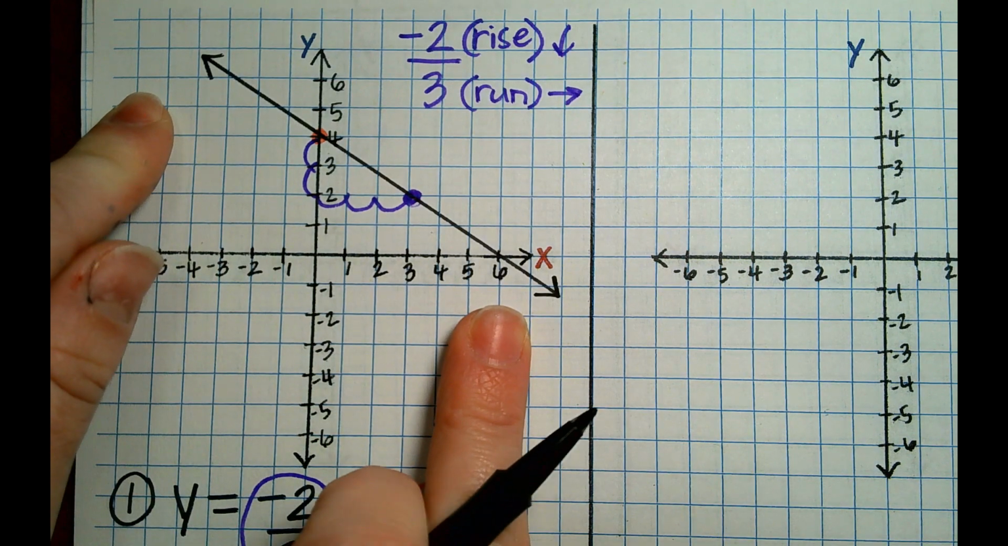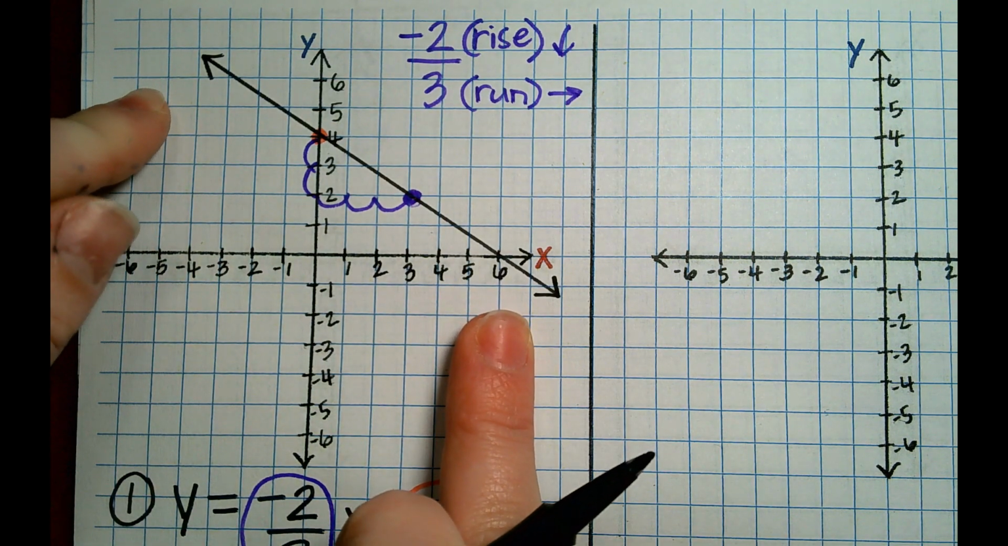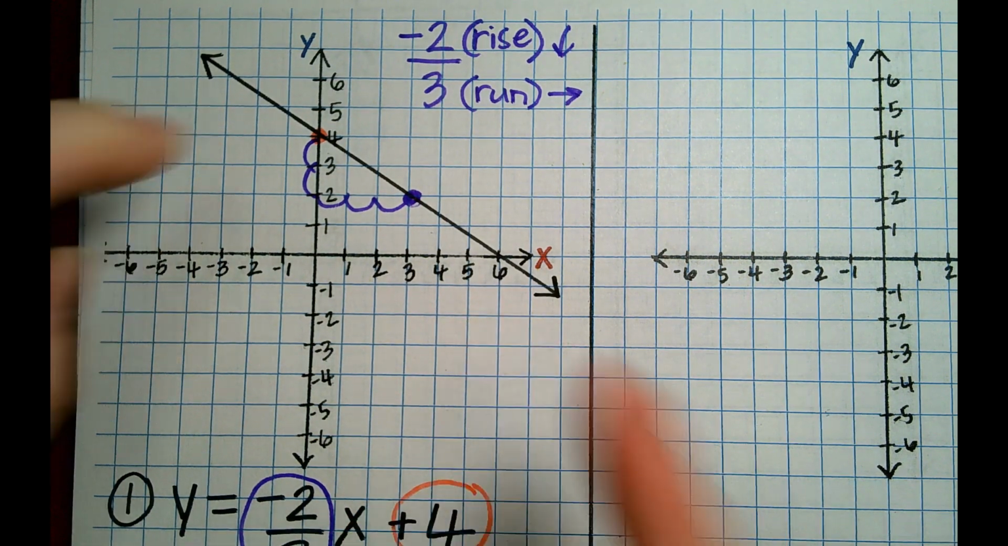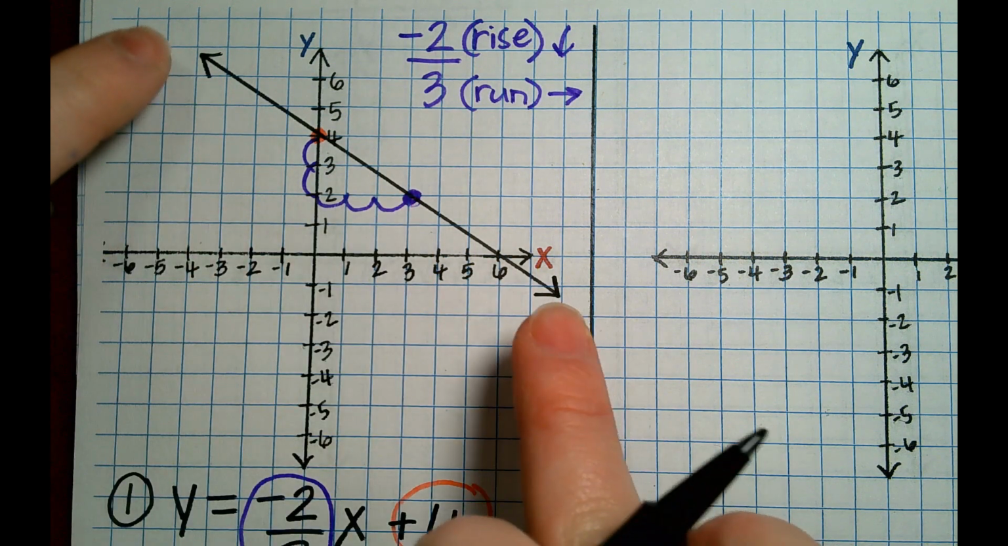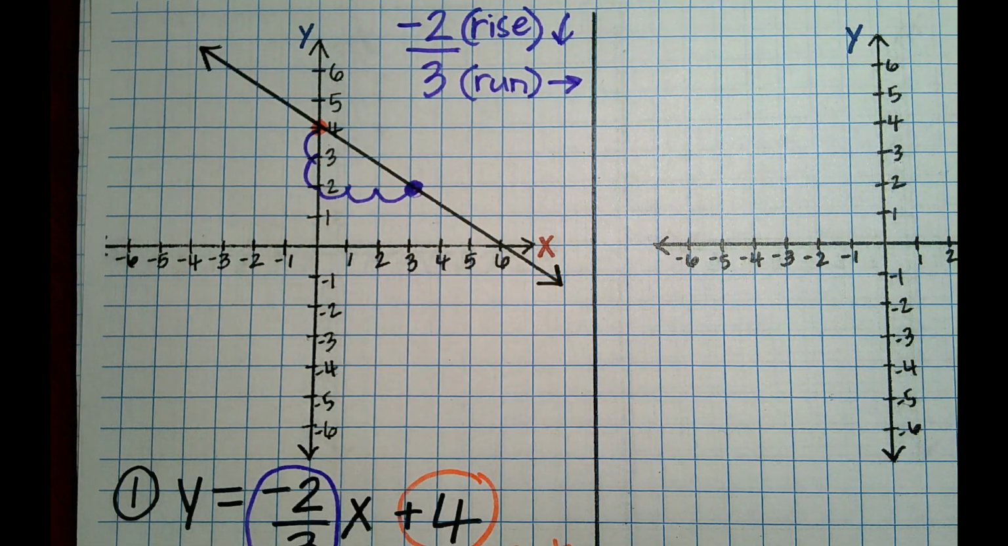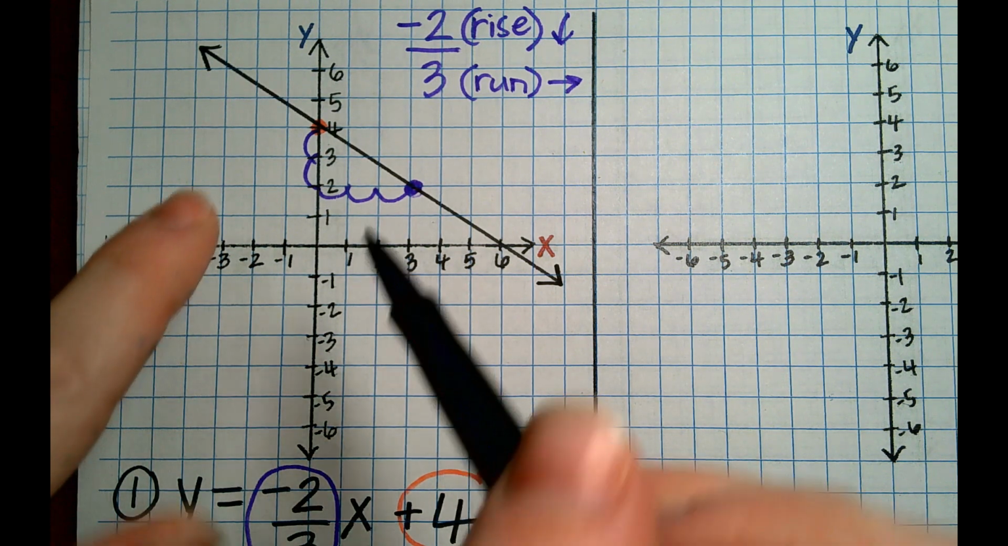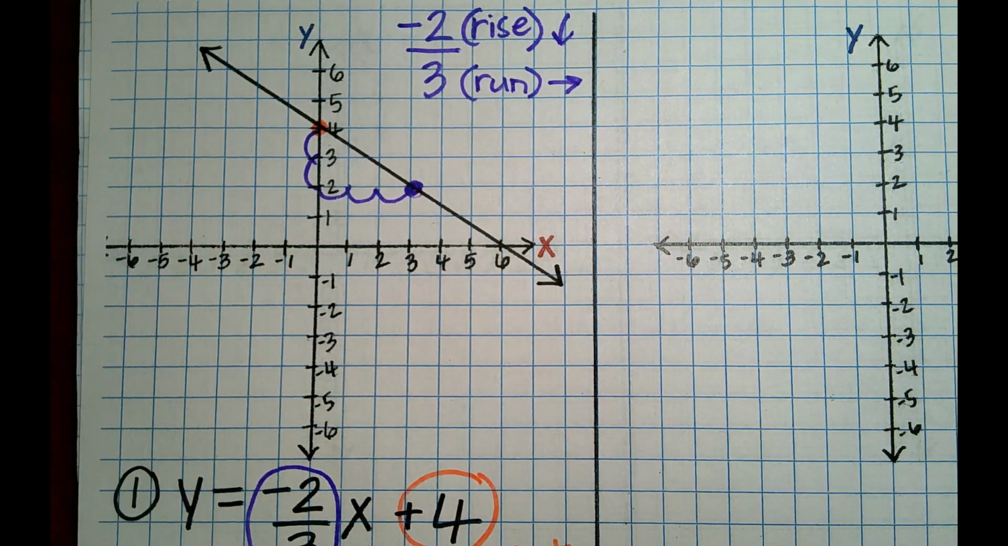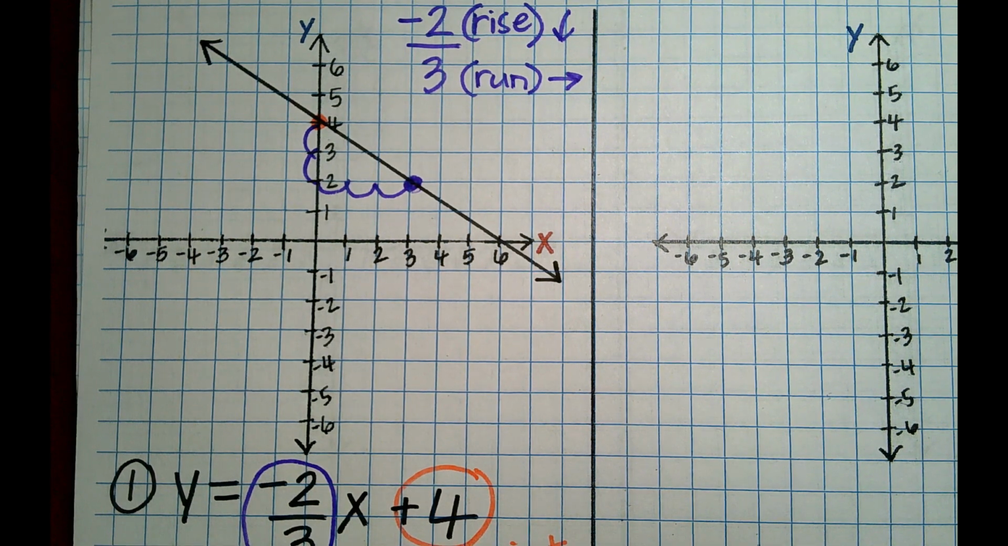You need to put arrows on the ends of your line. Why? Your answer is not complete without them. The arrows tell us that this line will continue on forever and ever. It's infinite. So we need the arrows. Okay, that is number 1.